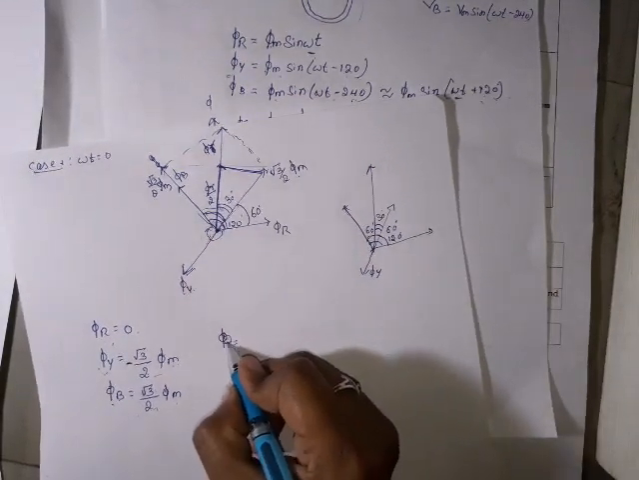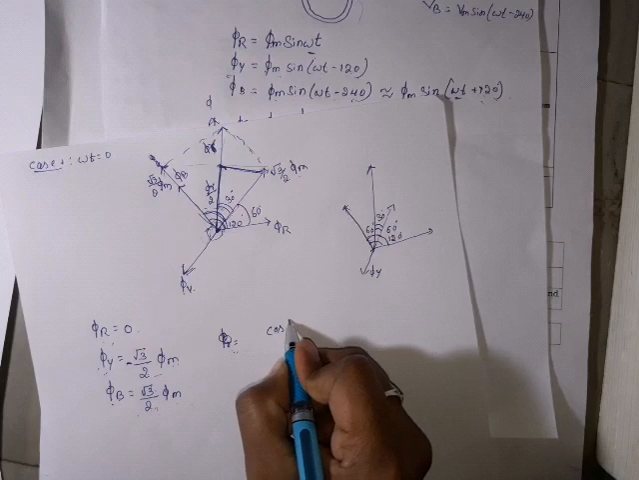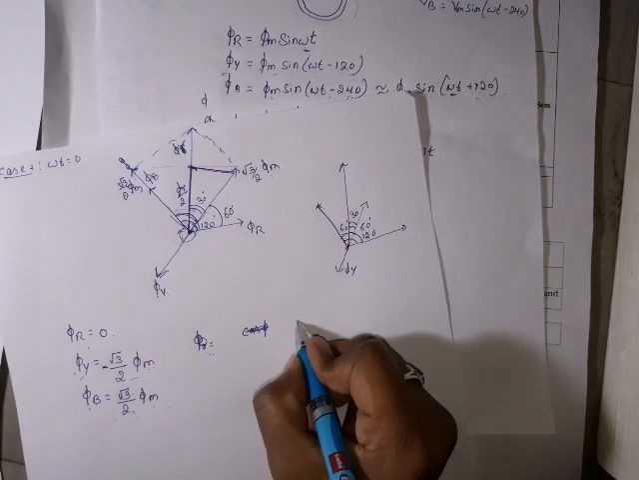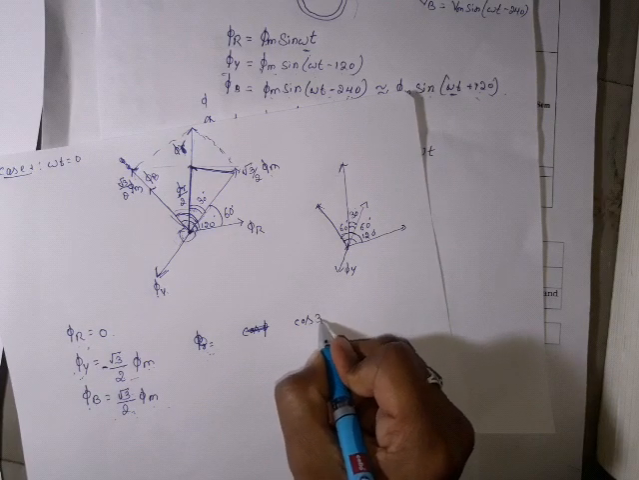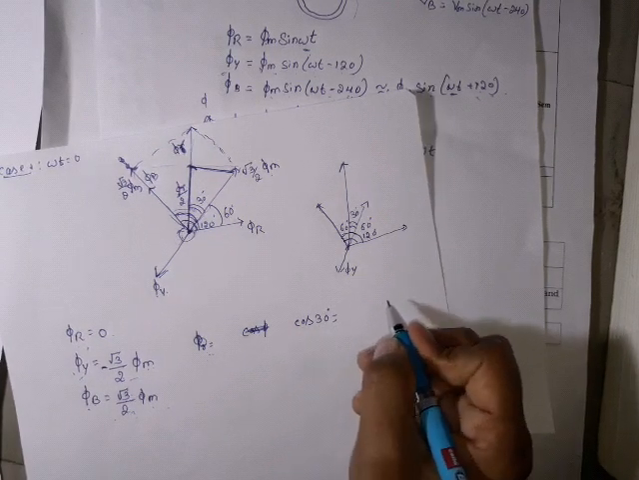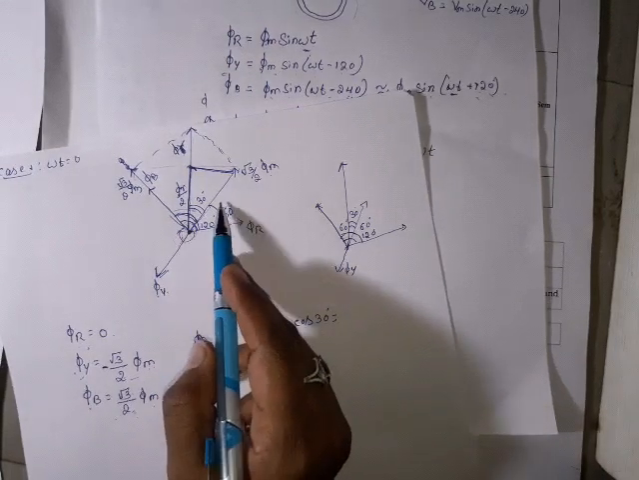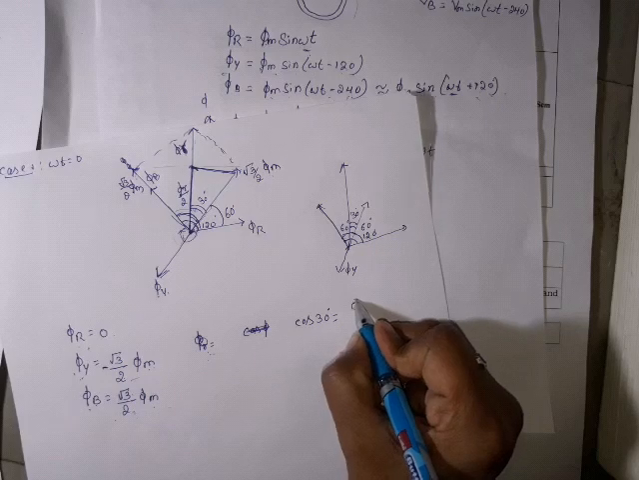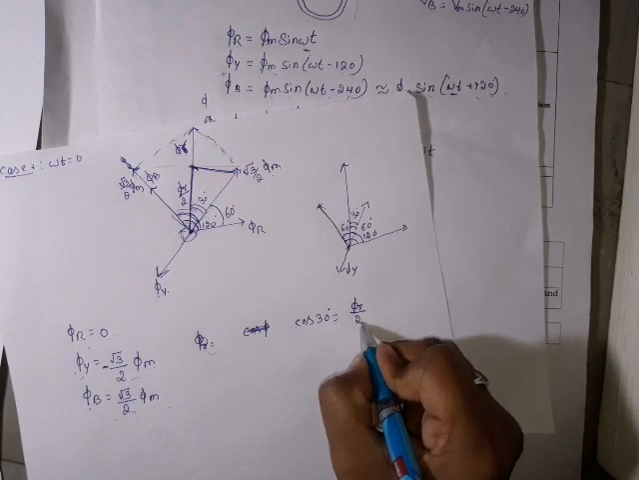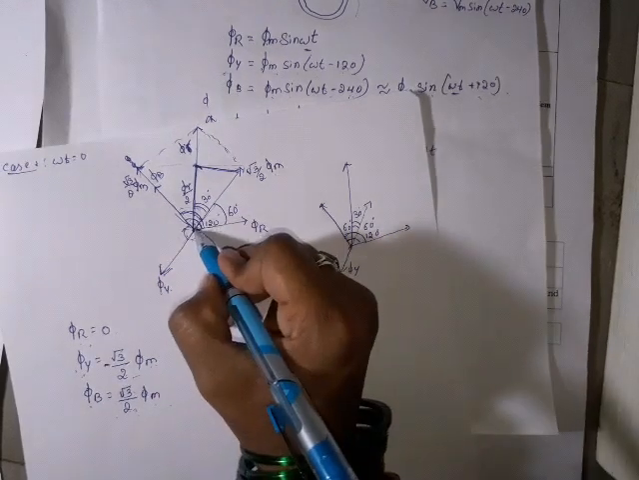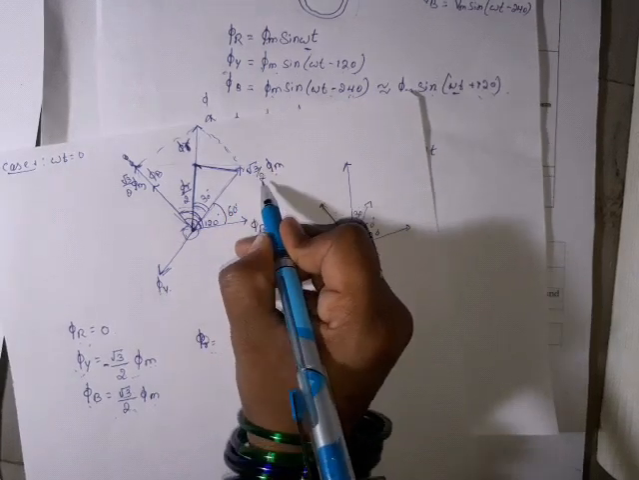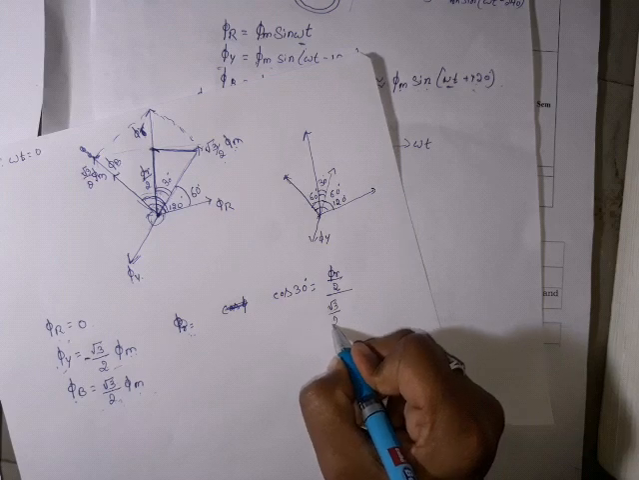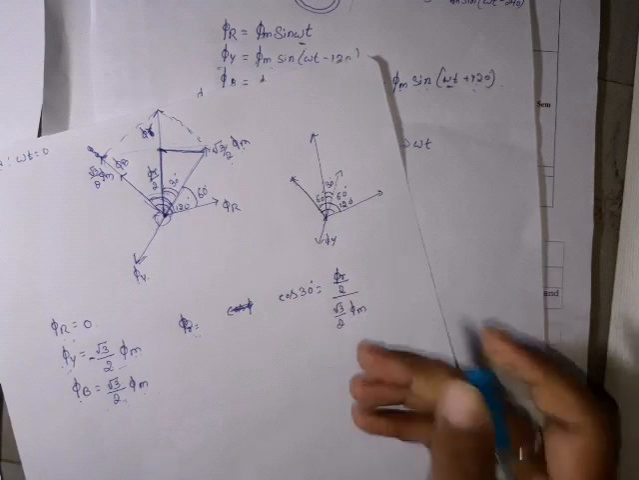Let me take that for cos 30. To get the resultant, let me take cos of the angle. Cos angle means cos 30. Cos 30 is given by adjacent divided by hypotenuse. What is adjacent? Phi r by 2. Phi r by 2 is the adjacent, divided by hypotenuse. What is hypotenuse? Hypotenuse is root 3 by 2 times of phi m.